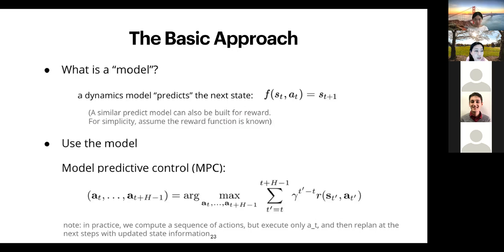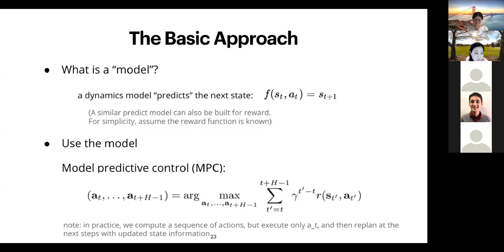But here, a model in model-based RL basically just means a dynamic model that could predict the next state. Let's say your model is F. F would take input S_t and A_t, and then predict the next state. Usually, for on-policy methods, you would execute A_t at S_t and the environment would give you S_{t+1}. But here you want to use a model to predict the next state. You could also predict the reward, but for simplicity in this lecture we assume the reward function is known. When we say the model, we specifically mean the model predicting the state. Of course, you can have a reward model, which is also fine.